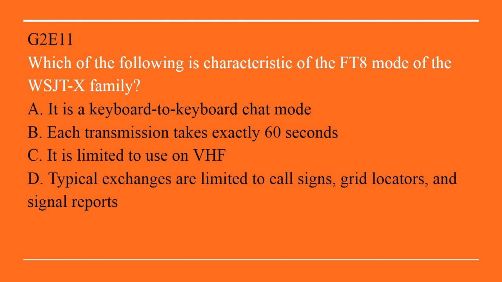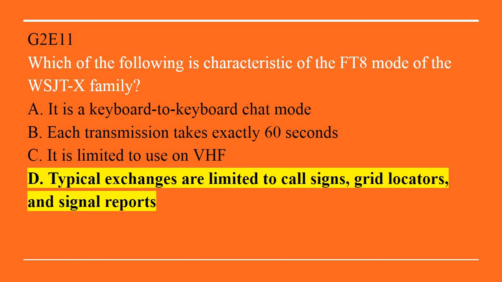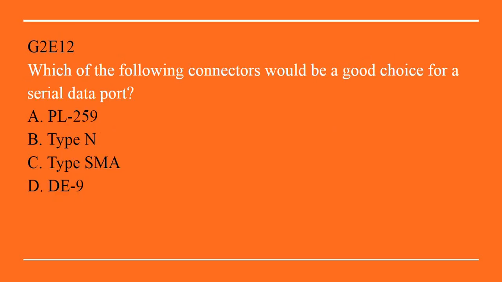G2E11. Which of the following is a characteristic of the FT8 mode of the WSJT-X family? A. It is a keyboard-to-keyboard chat mode. B. Each transmission takes exactly 60 seconds. C. It is limited to use on VHF. D. Typical exchanges are limited to call signs, grid locators, and signal reports. Correct answer is D. Typical exchanges are limited to call signs, grid locators, and signal reports.